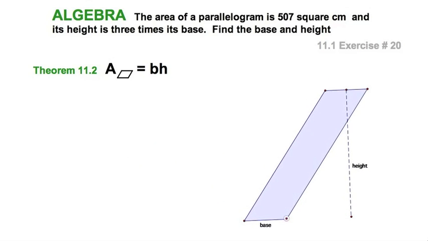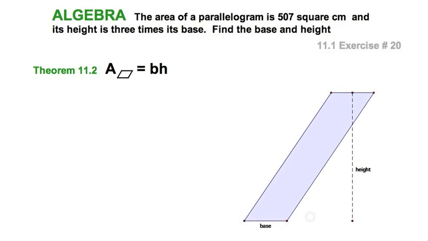So let's put it in the orientation that we see the most common over here. And let's just start doing a little substitution. We already know that the area is 507 square centimeters, and we're going to need to develop a relationship, an expression to make these two one variable. I know the height is 3 times the base. This reads directly from the word problem.